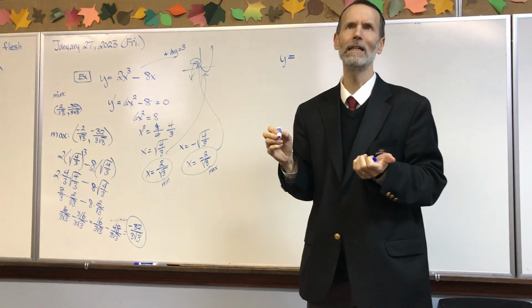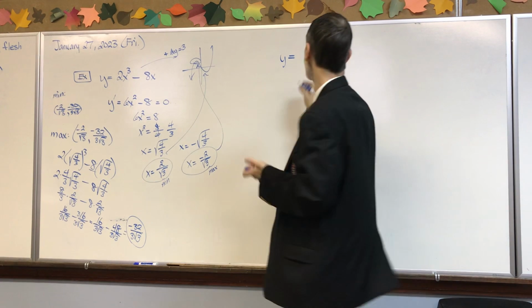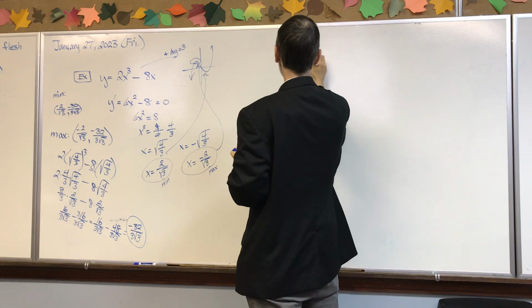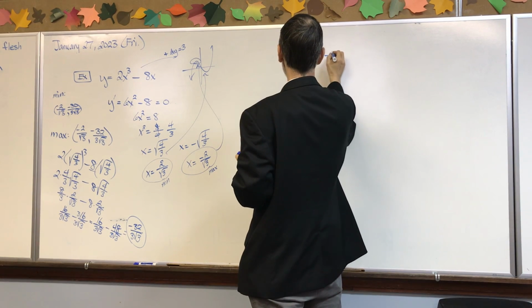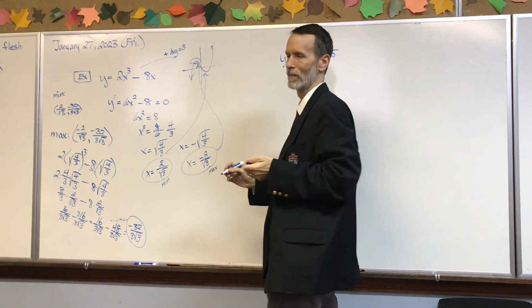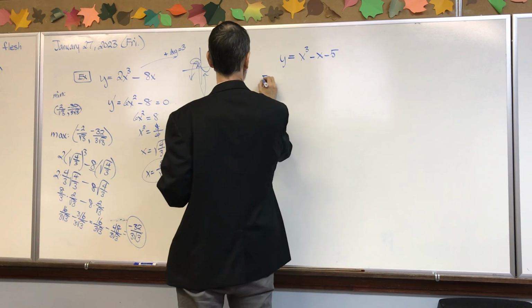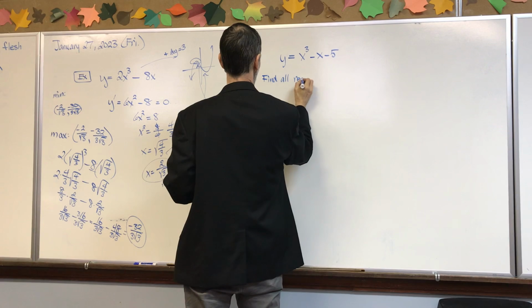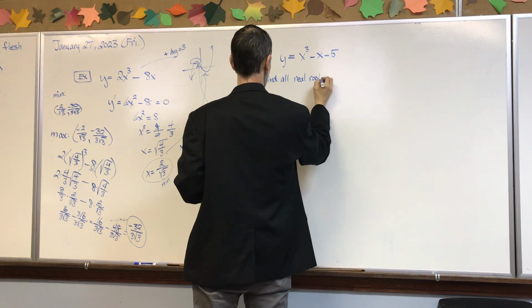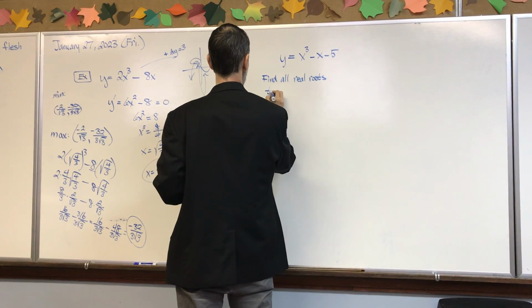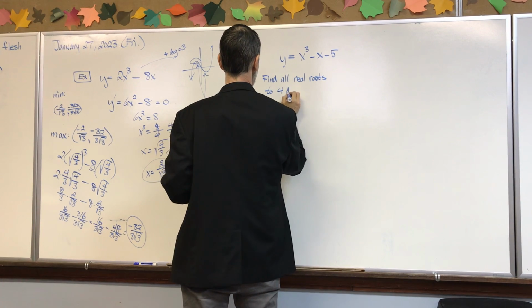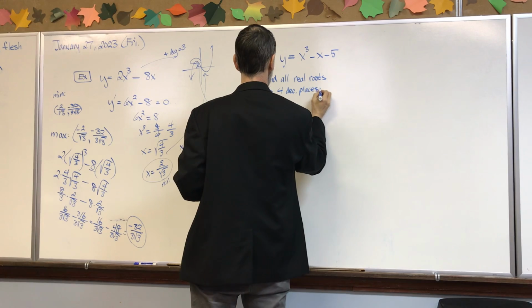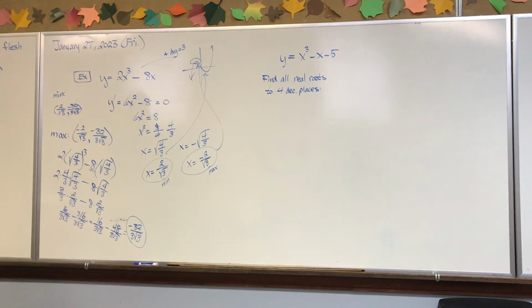Let's try x cubed minus x minus 5. I would like you to find all real roots to 4 decimal places. Grab your calculator, you'll need them.